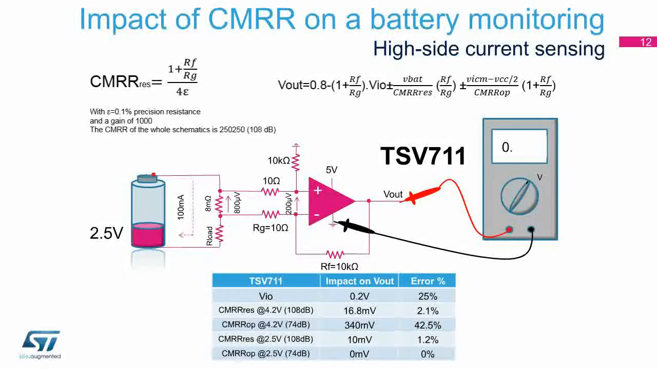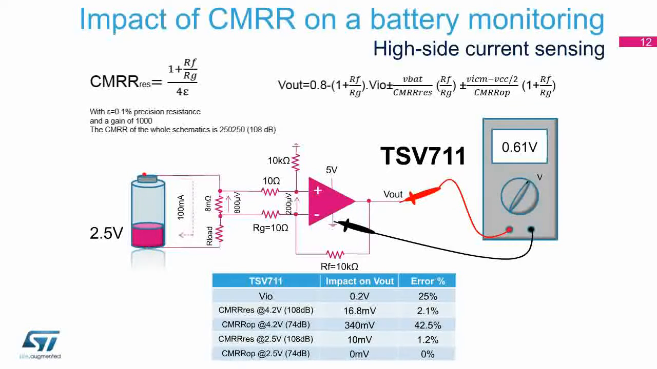When the battery discharges, the input common mode voltage will change as the schematic shows high-side current sensing. In the datasheet, the VIO is defined at VCC/2, so in this case, when the battery discharges, VCC is equal to 2.5. This means that the TSV711's CMRR won't have any impact on the output. Only the CMRR due to the mismatch of the resistance will play a role by adding an error of more than 1%. This table summarizes the impact of the CMRR at different battery voltages when using the TSV711.